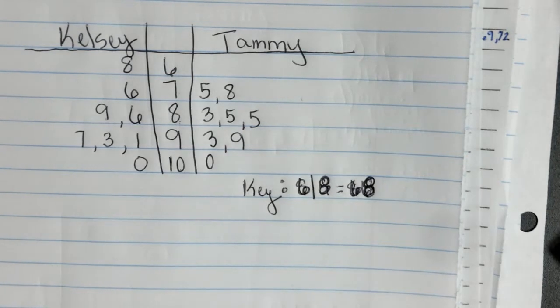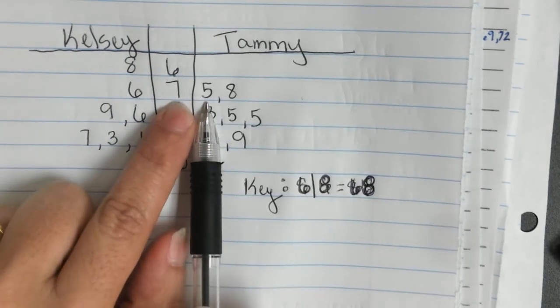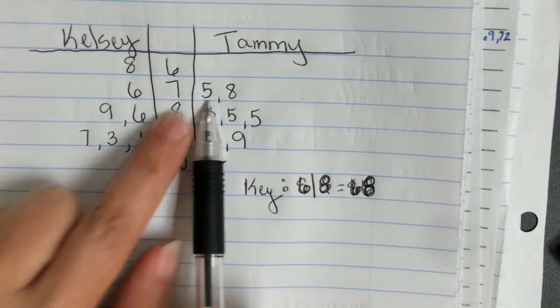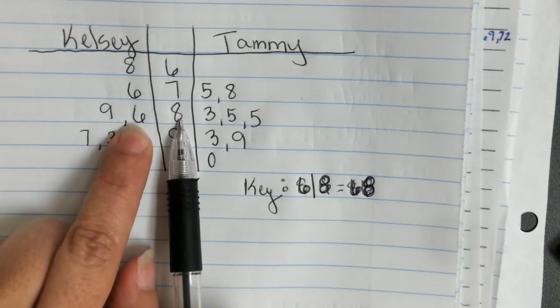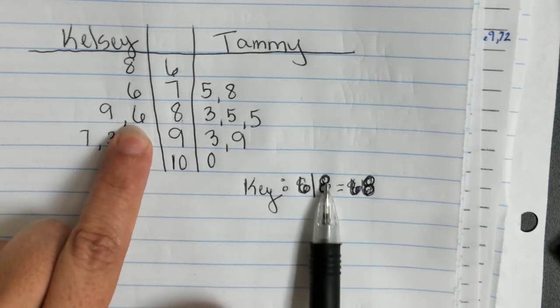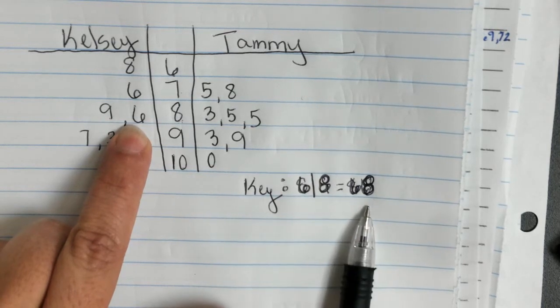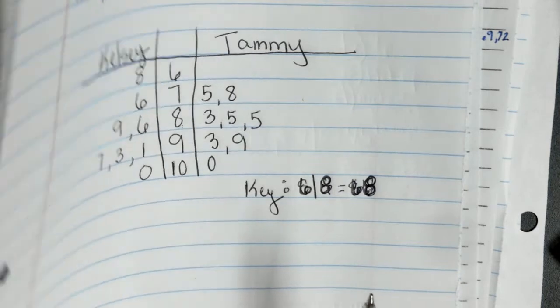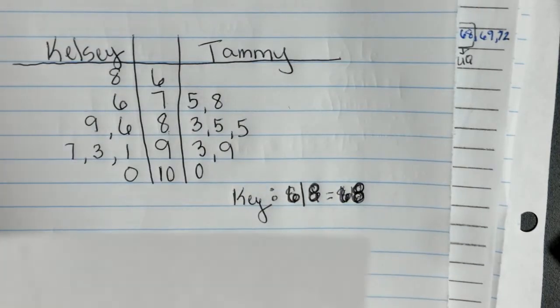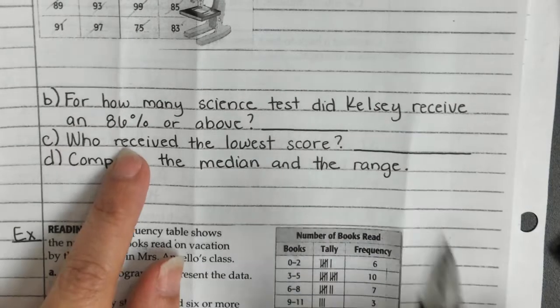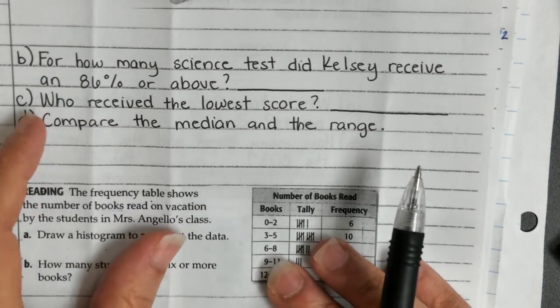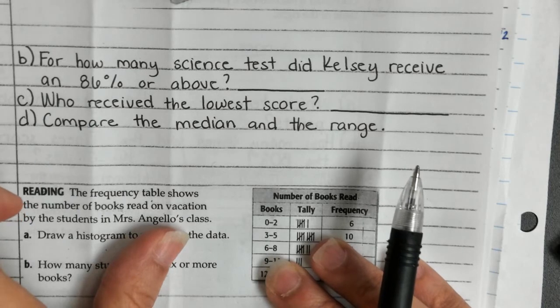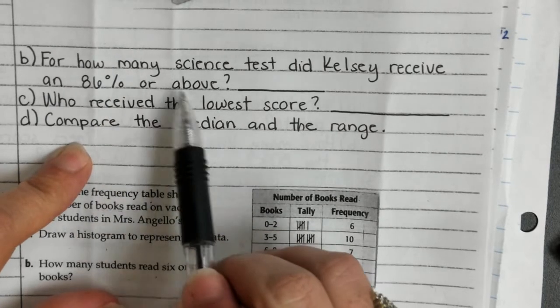Okay? Another kid might have 7/5 equals 75. Another kid might have 8/6 equals 86, because there's an 8 and a 6. You're just showing how when you broke it apart, what it really equals. Easy breezy? Okay. Now that we've made it, now we got to read it. So going back to the questions. On letter B, it asks, for how many science tests did Kelsey receive an 86% or above?